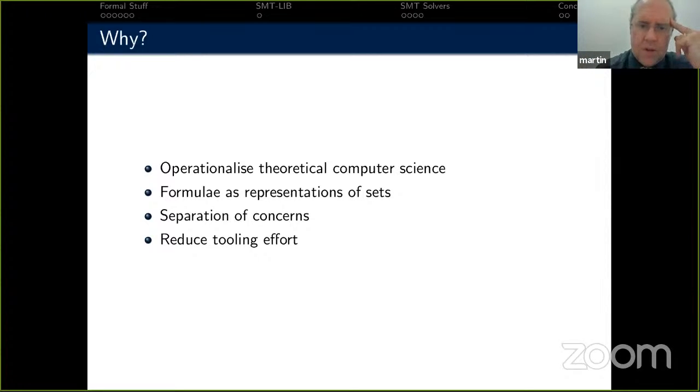The other point is that it reduces your tooling effort. So again, pre-2000 or something, if you wanted to build a program verification system, you really had to start from scratch and build everything. These days, you've halved your problem. You still need to do the generation of the formula part, but the solving part you can just take off the shelf, and that's what I'm going to show you today, how to take it off the shelf and use it. So yeah, you've halved your problem.